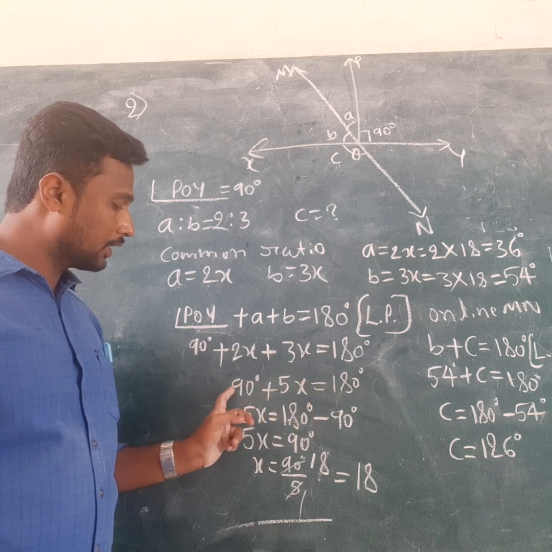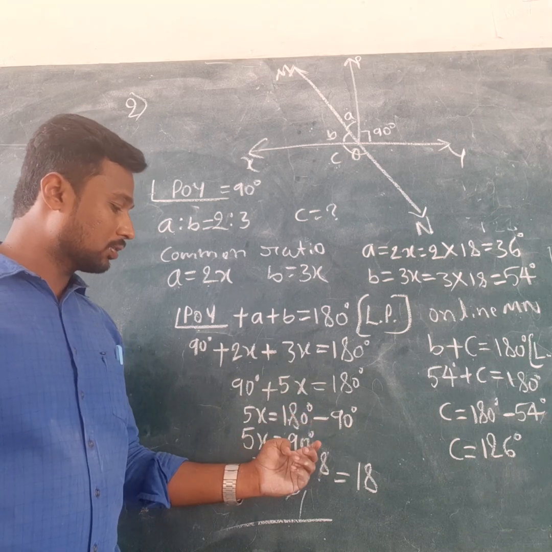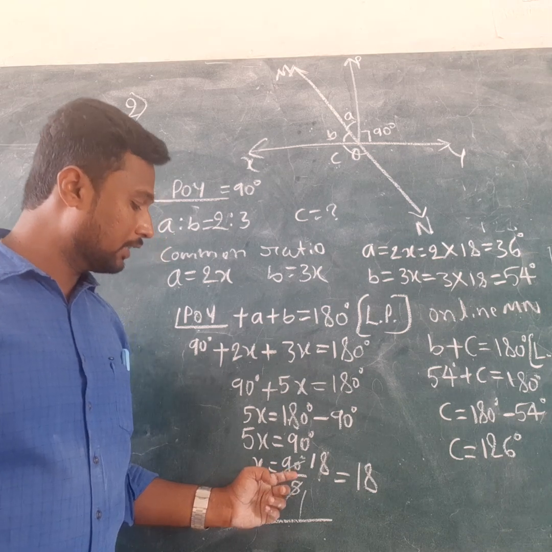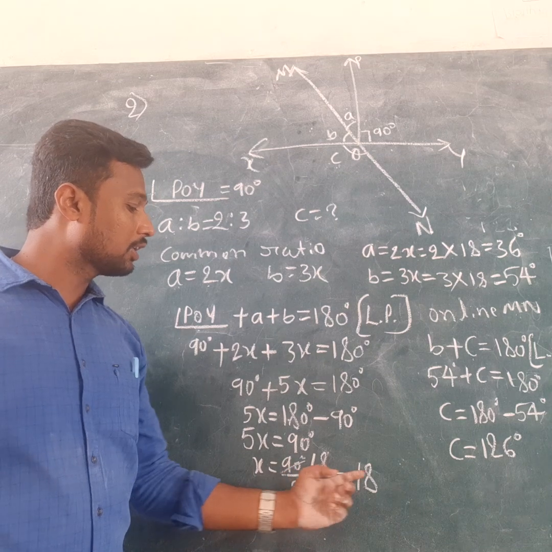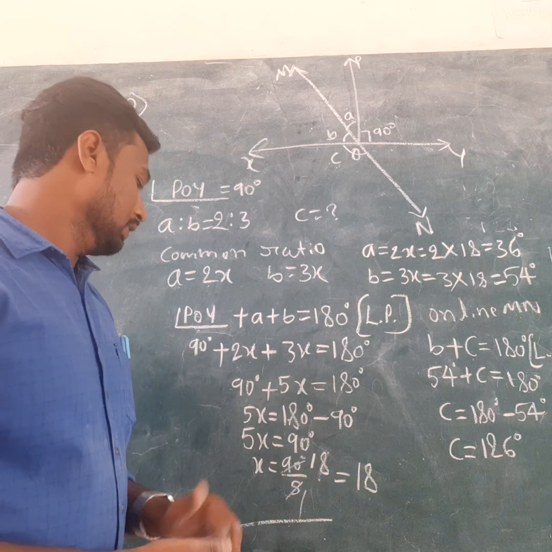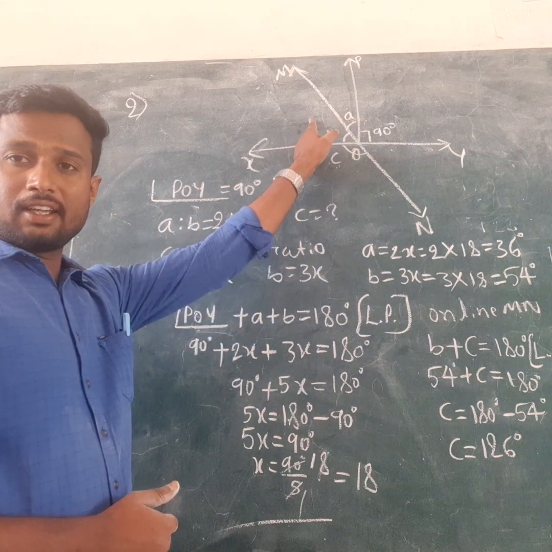I will move 90 degree to right hand side. So now it is minus 90 degree. So 5x is equal to 90 degree. So now x is equal to 90 divided by 5. So 90 by 5 means I will get the answer as 18. So x value is 18. By using this x value, I can calculate angle A and angle B.